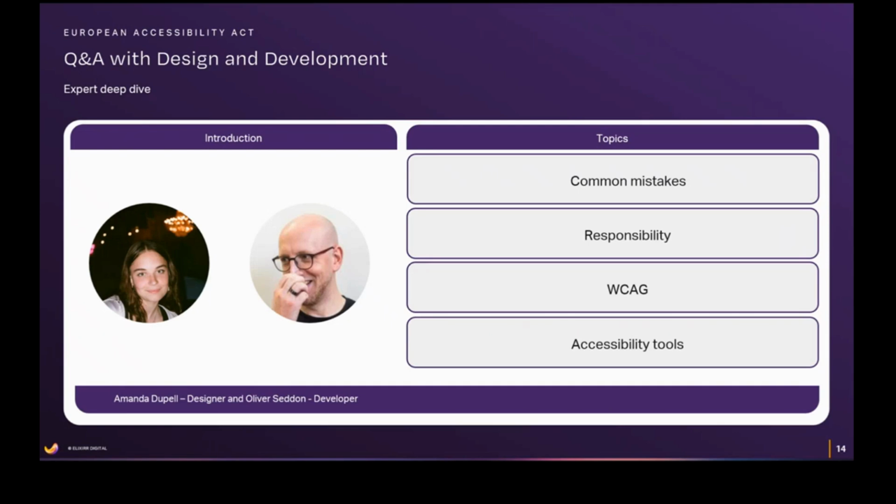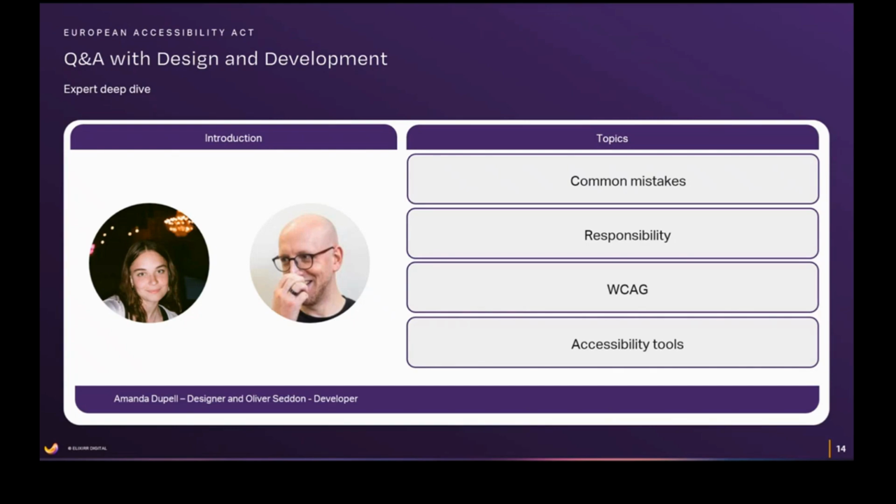So firstly, I'd like to welcome Amanda. So Amanda, if you'd like to introduce yourself. Hi, everyone. I'm Amanda Dupel. I'm a UI UX designer at Elixirr. I've been here for the past 2 years. My experience with accessibility started at a previous role I had at a different company where I was responsible for doing QA with real users with disabilities who use assistive technology in their daily lives.